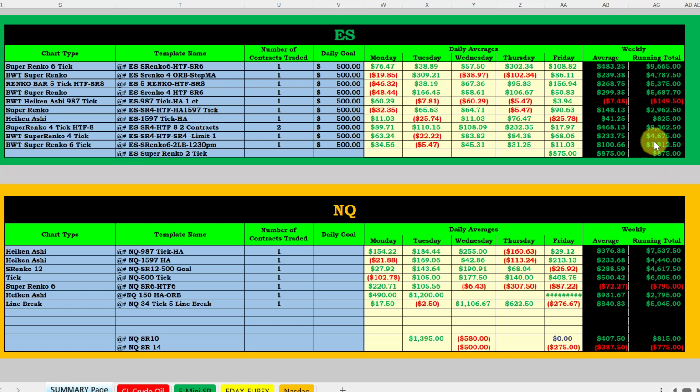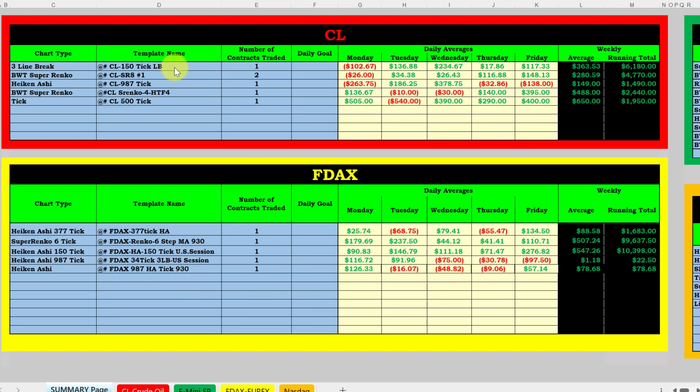What's amazing is it wasn't negative for the period, and some templates did better than others. Now, I haven't extrapolated these templates into NinjaTrader 8. This was all in NinjaTrader 7, but I still think they're relevant today, and some of these are still being used in some way or another. And then here's the crude oil and the DAX for the same period.